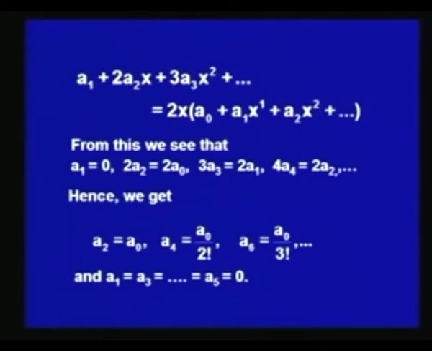a1 plus 2a2x plus 3a3x square plus and so on equals 2x into a0 plus a1x plus a2x square and so on. And from this equation, when we compare the coefficients of the like powers of x, we see that a1 turns out to be 0, 2a2 is equal to 2a0, 3a3 is equal to 2a1 and then 4a4 is equal to 2a2 and so on, and thus we get the values of a2, a4, a6 as a0, a0 by 2 factorial, a0 by 3 factorial and so on, while a1, a3, a5 and so on, they are all zeros.